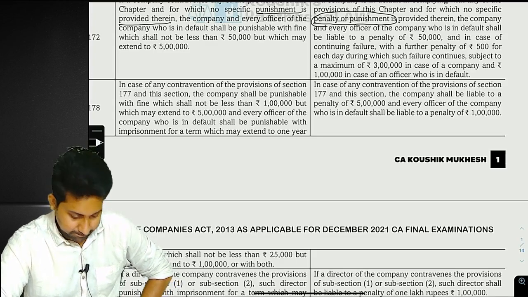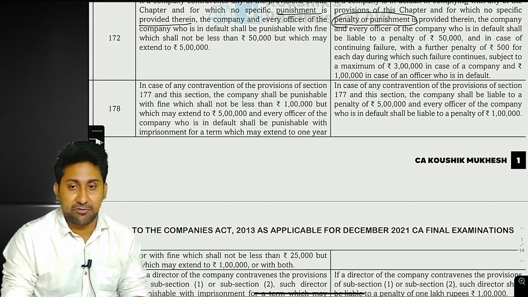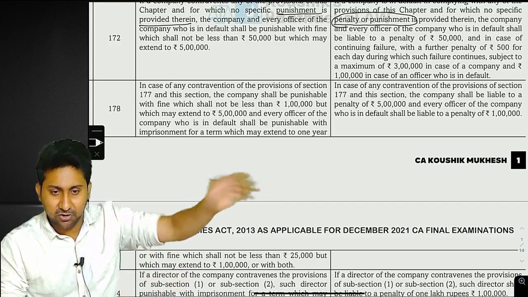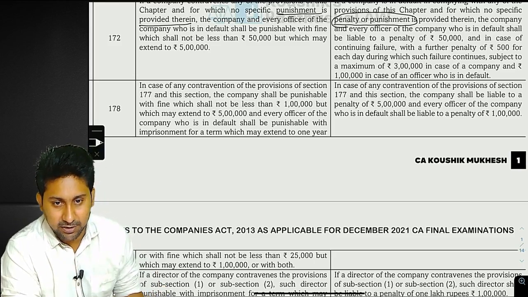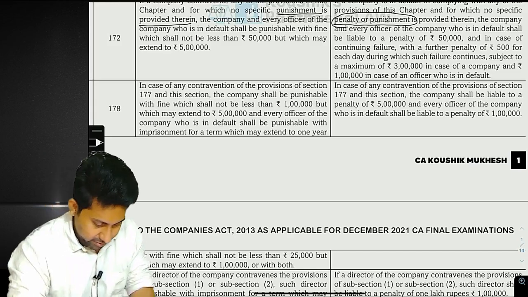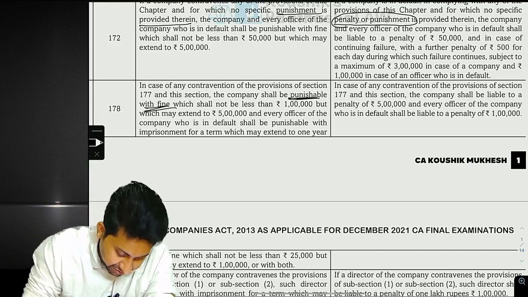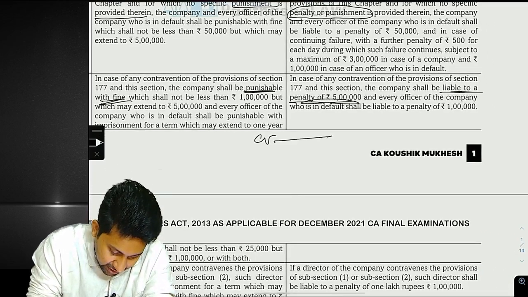Next one, Section 178. From here, nothing to discuss; you have to remember the penalties. That I can't do. I can tell only the purpose of the amendment and what amendment has been made. The remaining you have to read and remember. Prior to the amendment, it was a punishable section with a fine. Now that has been changed to liable to a penalty. Criminal converted to civil.